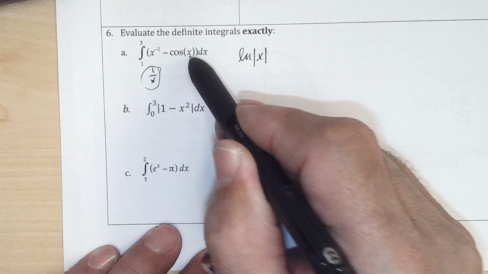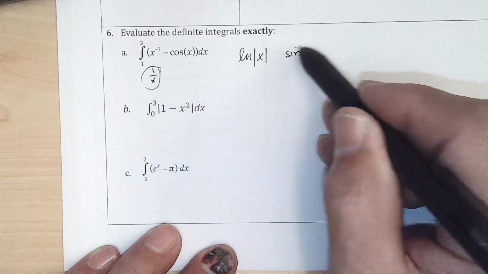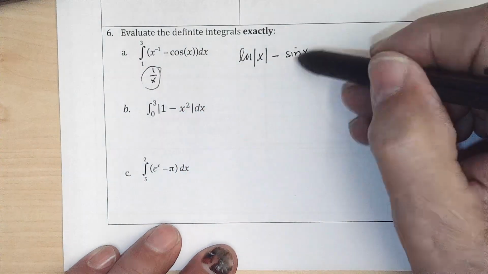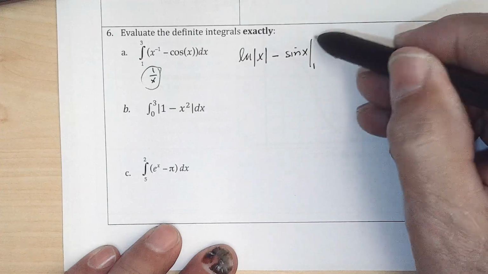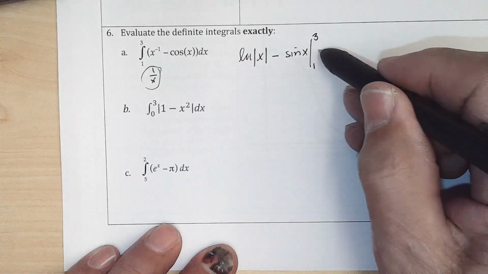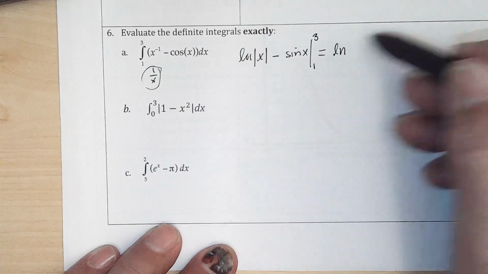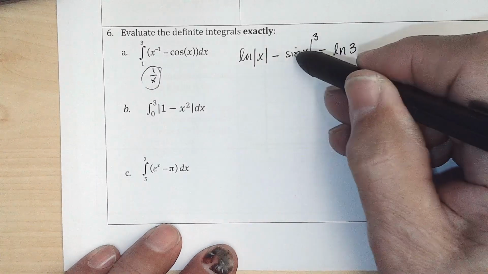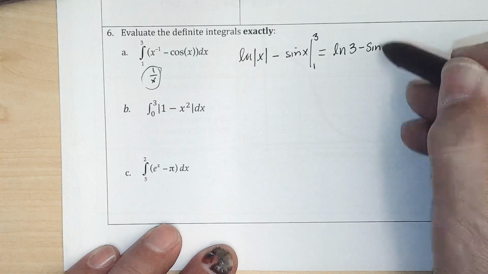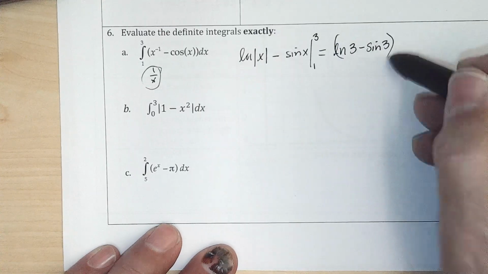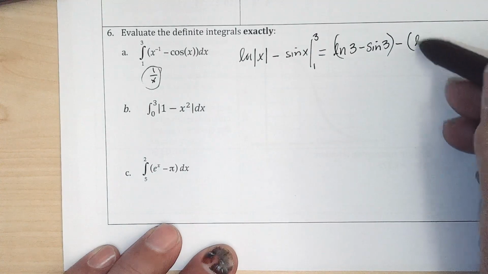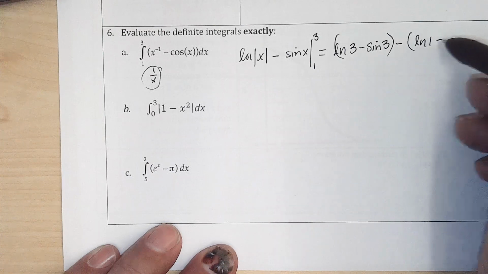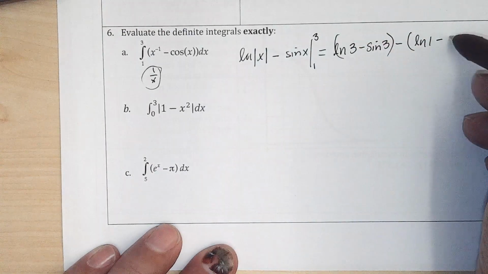Antiderivative of cosine is sine. Derivative of sine is cosine, not negative, so we have to do negative sine. And we got to evaluate from 1 to 3, so we put 3 in, and we get ln absolute value of 3, but absolute value of 3 is 3, so I'll make that simple, and then put in 3 in here, and I get minus sine of 3 minus ln, putting in the 1, absolute value of 1 is 1, minus sine of 1.